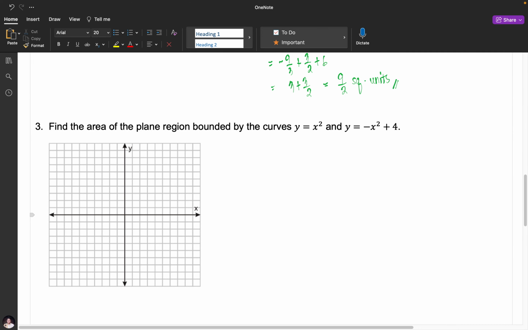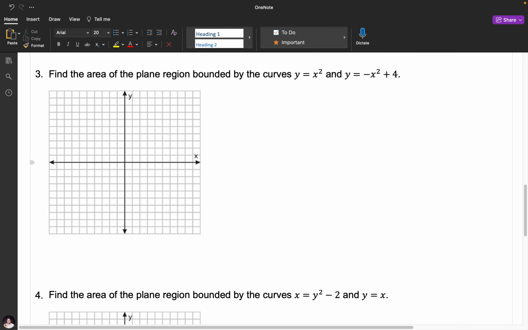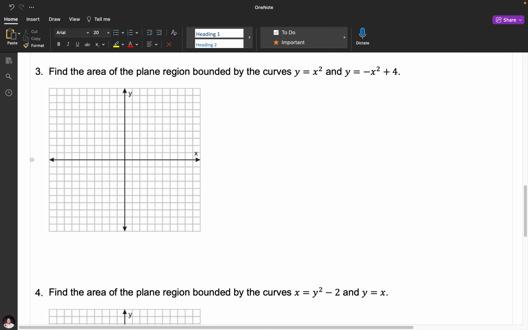Hello everyone, so this is the second part of our video lesson on finding the area of the region bounded by curves. So we have the third example here. Find the area of the plane region bounded by the curves y equal to x squared and y equal to negative x squared plus 4. So the two curves here are both parabolas. So in this case, let's first sketch the graph of the two curves.